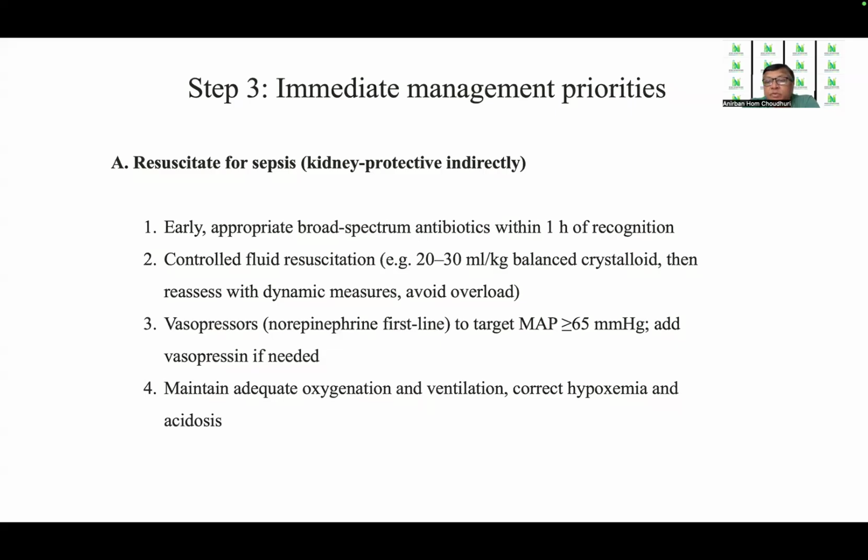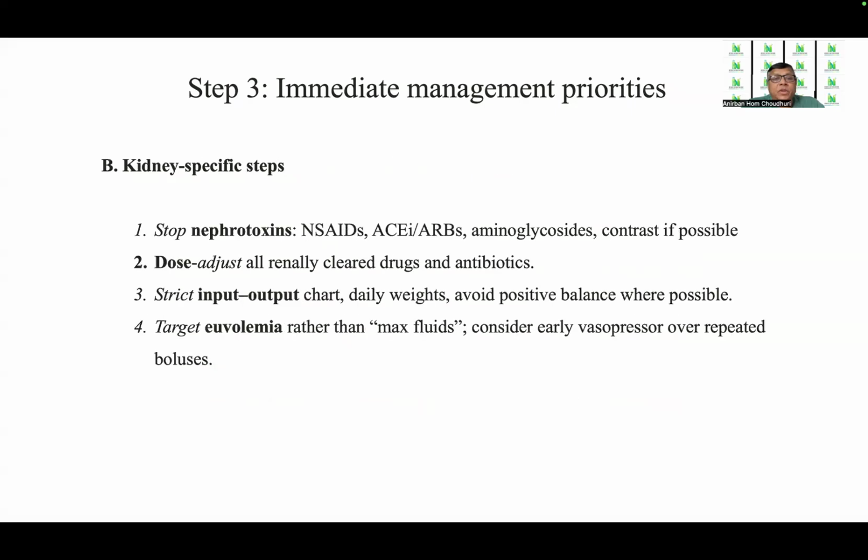We use norepinephrine as the first line, and this can occur early if fluids are unable to maintain that pressure. The threshold for starting should be kept lower in these patients because they are at high risk of overload. And if we need to add, we can add vasopressin as the second line. And the fourth is to maintain adequate oxygenation and ventilation, and correct any hypoxemia and acidosis.